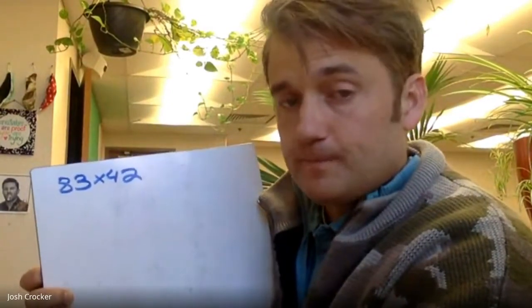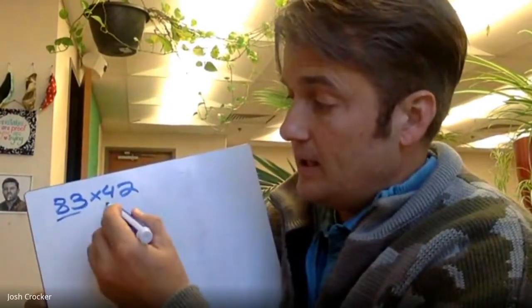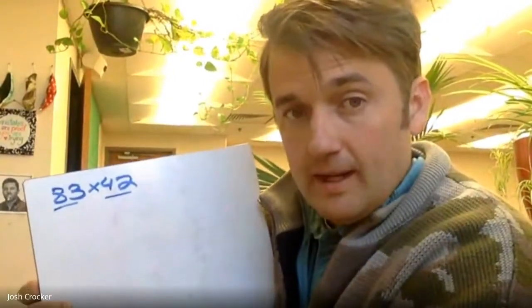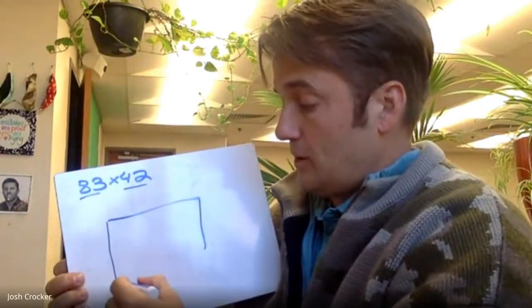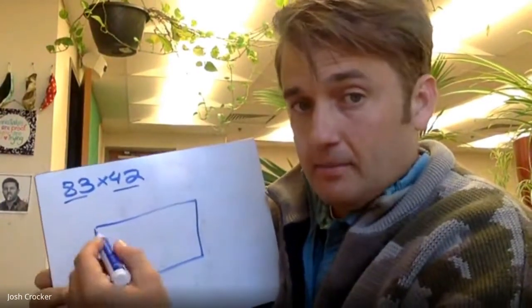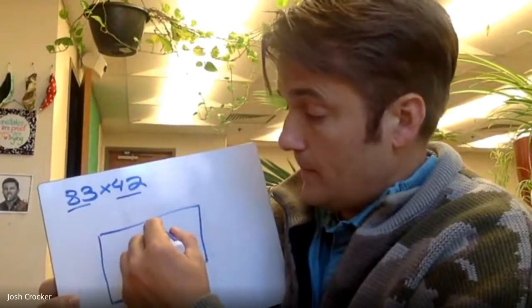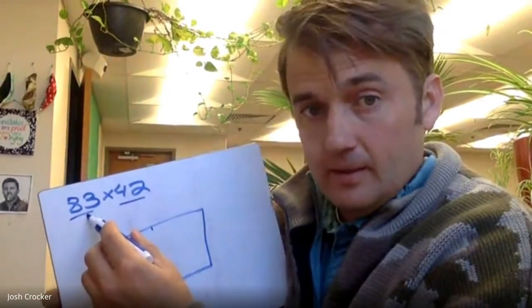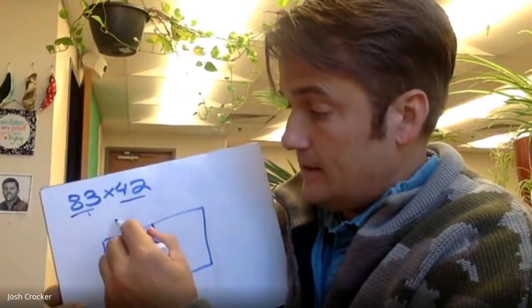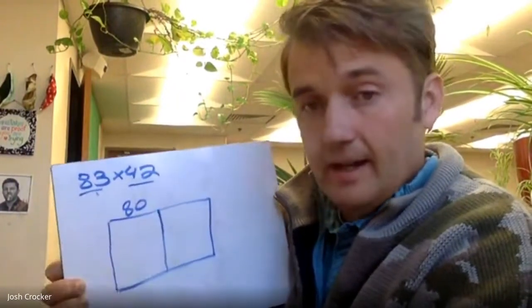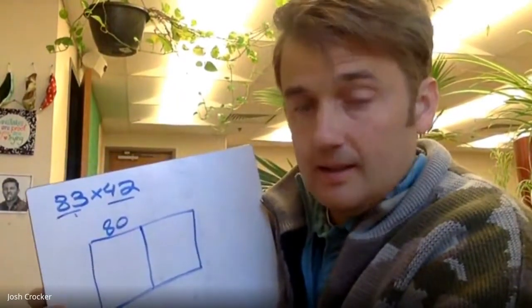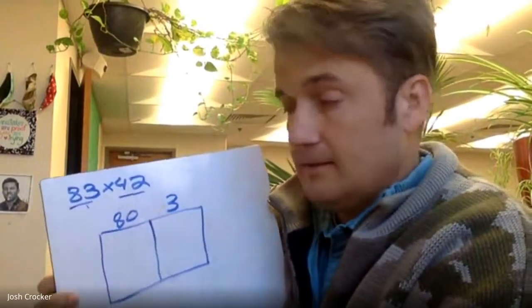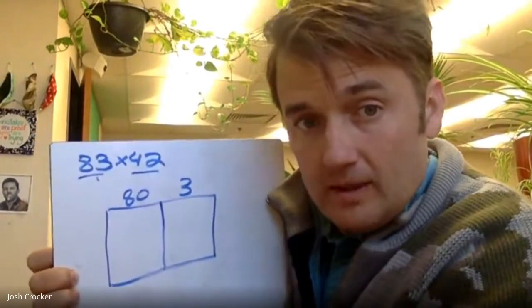So I have 2 digits and 2 digits. What I need to do here is draw a box, and I'm going to break this down by place value. When I have 83 here, what I really have is 80, right? An 8 in the tens place is worth 80, and I have 3. A 3 in the ones place is worth 3.